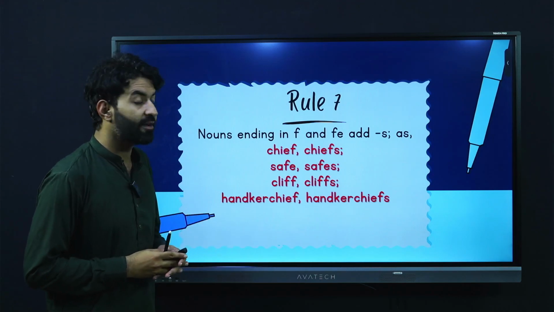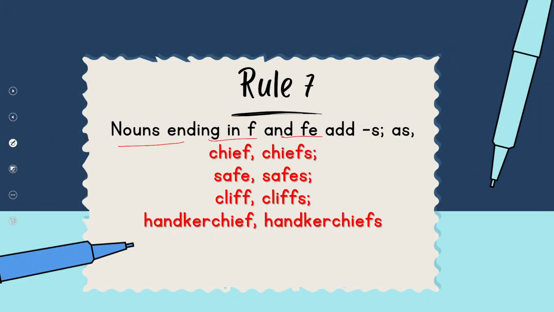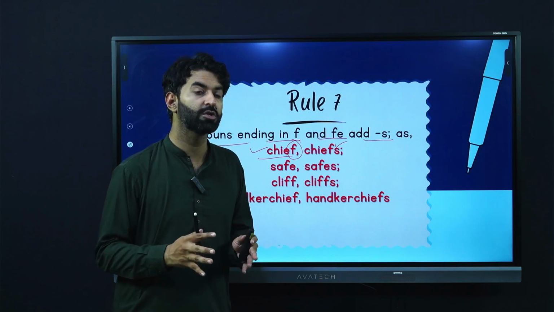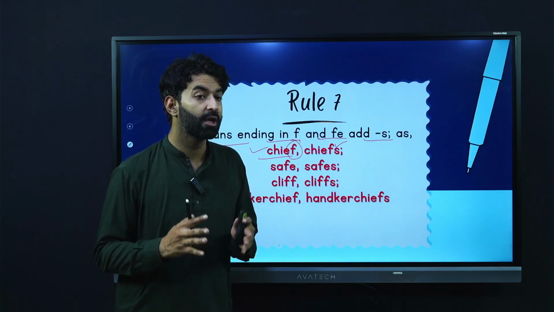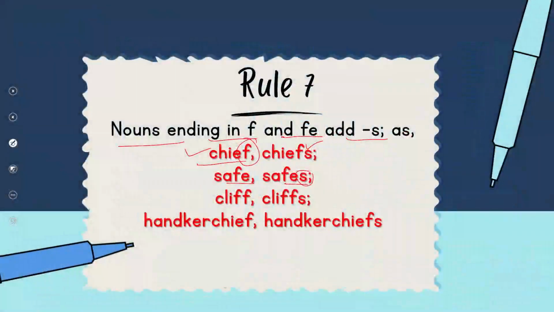Okay. Rule 7 is when nouns ending in f and fe, you add s. So you don't remove f, but rather you just add an s. This is also negating the previous rule, but this is also very important. There are a lot of different exceptions in the English language. You need to learn them over and again in order to quickly identify them. You can see that just adding simple s makes them into a plural noun.